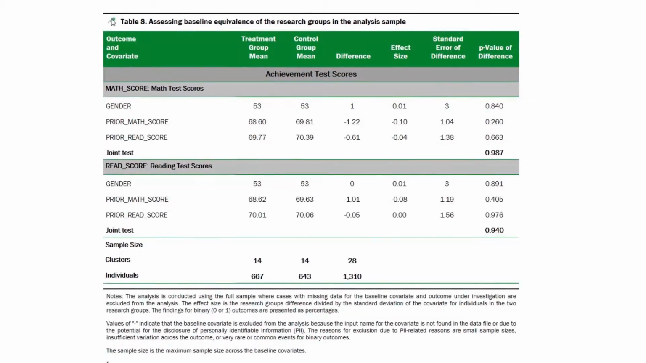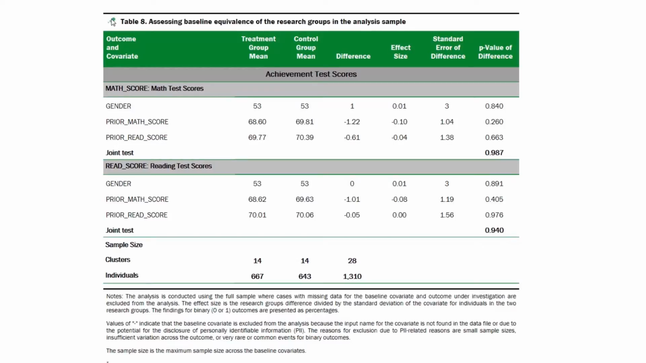Table 8 provides results of the baseline equivalence analysis. The results are provided for each outcome variable and for each specified baseline covariate. The table shows the treatment group mean, the control group mean, the difference between the means, the difference in effect size or standard deviation units, the standard error of the difference, and the p-value to assess whether the differences are statistically significant, that is, different from zero.